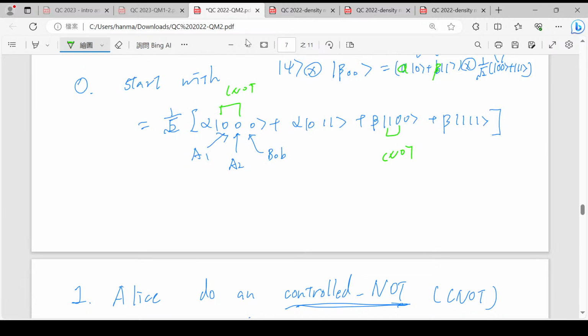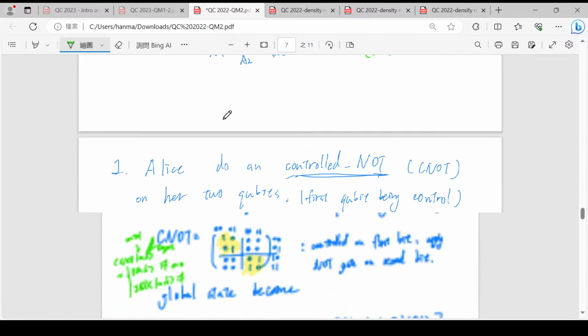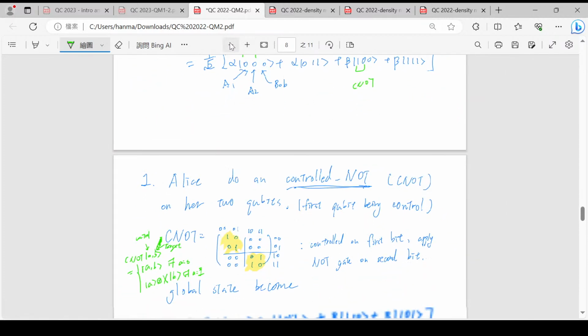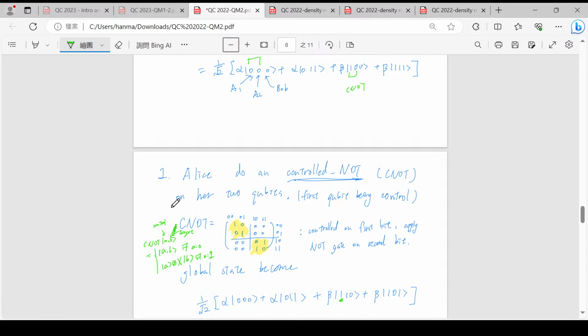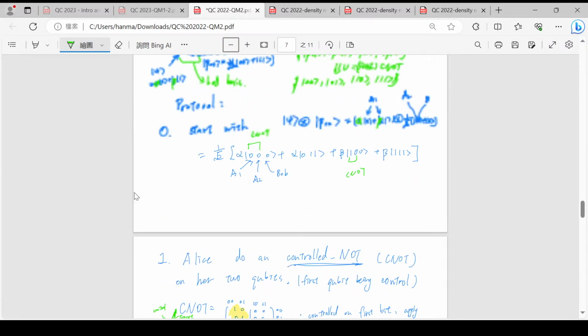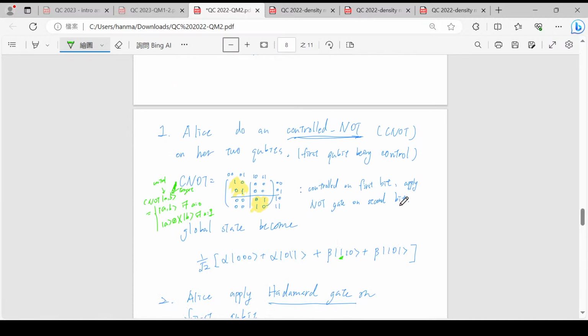Okay, so maybe this is easier to see. Let's put everything on the same page. Yeah, CNOT on 00. Because the first qubit is 0, you do nothing on the second qubit. Yeah, so you get 00 back. Then CNOT on 01 is the same thing. So yeah, it's still 01. Then on those 10 and 11, because the first qubit is 1, you want to flip the second qubit. So 10 becomes 11, and 11 becomes 10. Okay. So that's what happened. That's your state after you apply the CNOT.